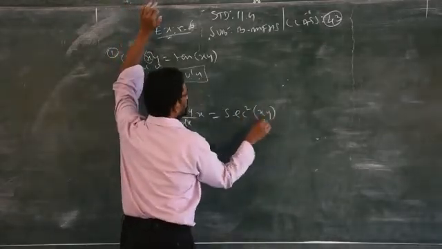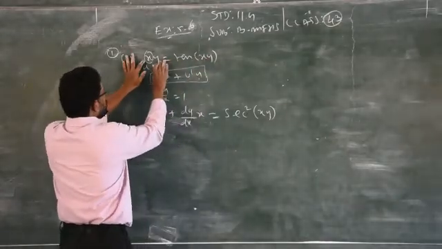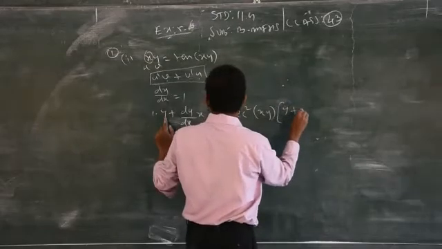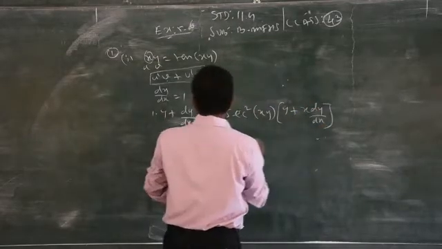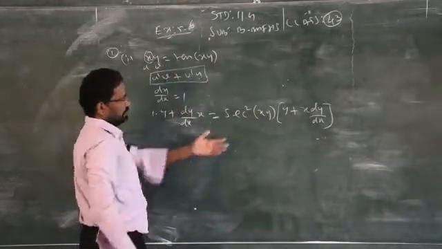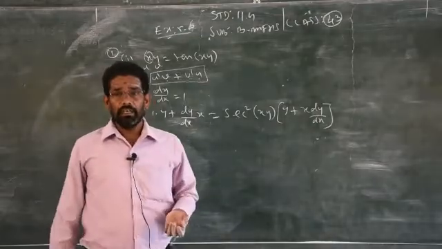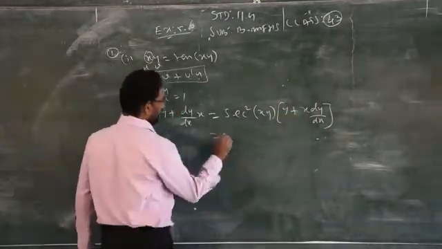So secant square xy. Now you differentiate inside the bracket, that is xy. Just now I did the differentiation for xy. So you just have to write this as it is: y plus x dy by dx. This is nothing but what? Xy. So I am just writing that. Now I would like to separate only dy by dx. So you just have to take the secant square xy inside the bracket.